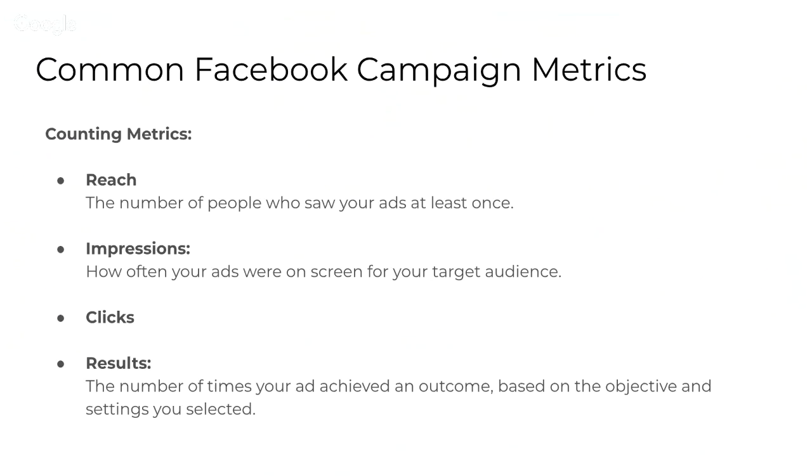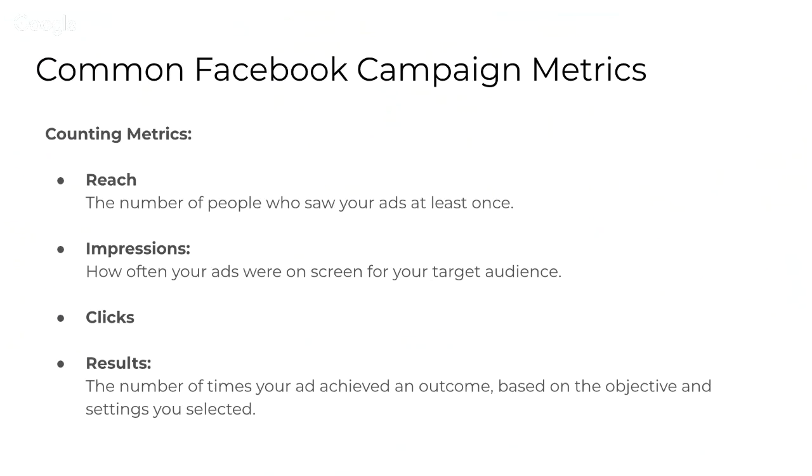And so the first group of metrics that I want to talk about are the counting metrics. And so these give a good idea of the scale of your campaign. So these are reach, the number of people who saw your ads at least once; the impressions, how often your ads are on screen for your target audience; clicks, that's pretty self-explanatory, the number of times that your ads were clicked; and the results.